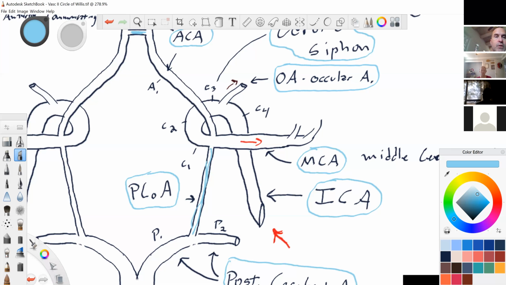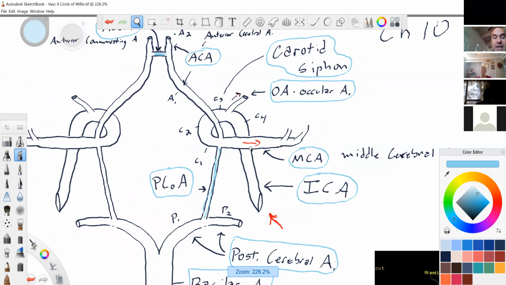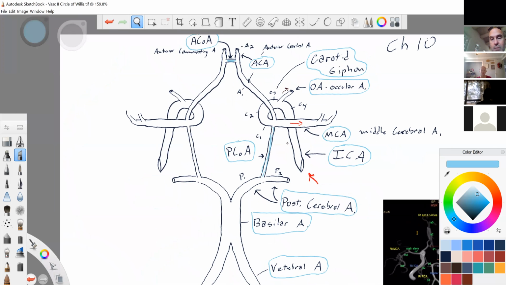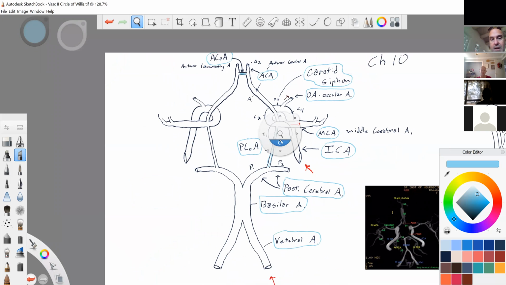Well, let's just mention, of course, if the ICA is occluded and you have a nice, healthy, complete circle of Willis, not everyone has a complete circle of Willis. Some people are missing a PCOA, a posterior communicating artery, or the ACOA. But of course, we'll go ahead and occlude this ICA.